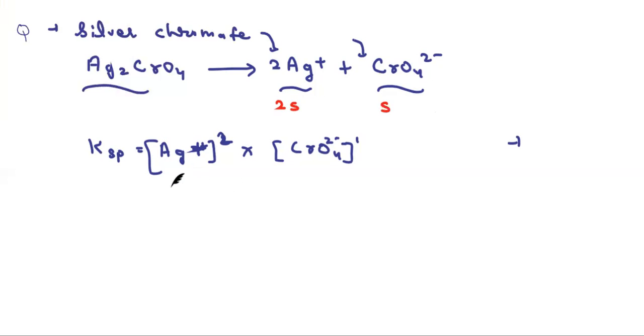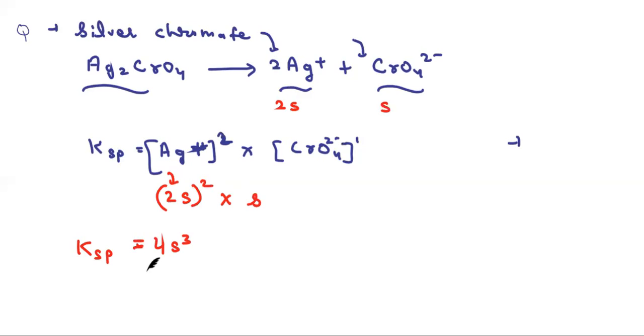Okay, so can I put 2S here, raised to power 2, because I told you that coefficient becomes the power, into S, so you have to take S, right? So now 2 squared becomes 4, and it's S, so that's why it becomes 4S cubed, isn't it? So your Ksp is equal to 4S cubed.